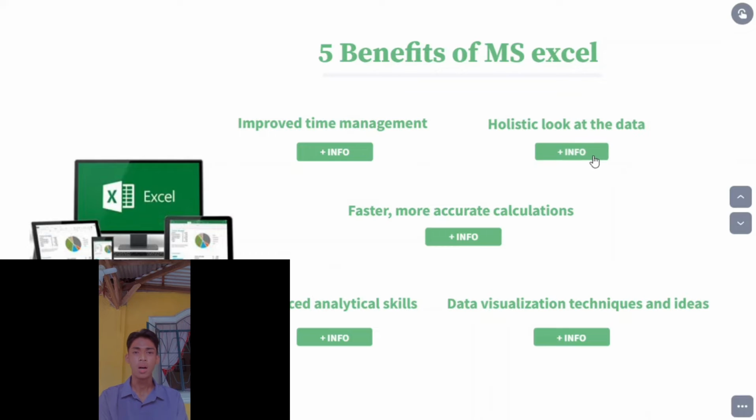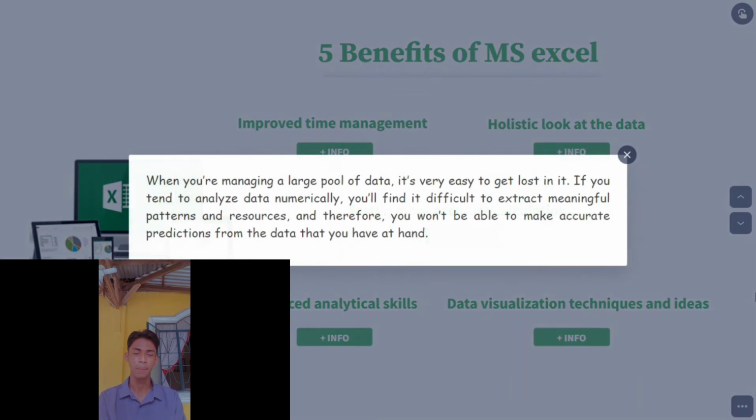Number 2. Holistic look at the data. When you're managing a large pool of data, it's very easy to get lost. If you tend to analyze data numerically, you find it difficult to extract meaningful patterns and insights, and therefore, you won't be able to make accurate predictions from the data that you have at hand.